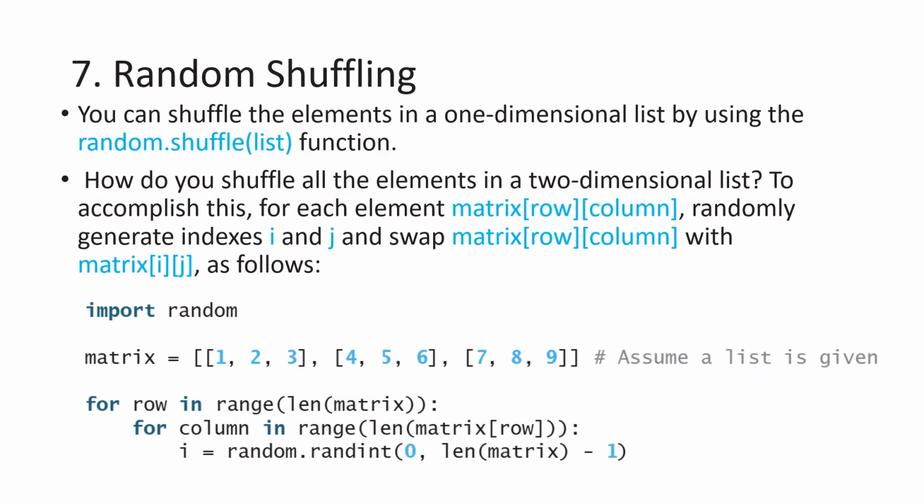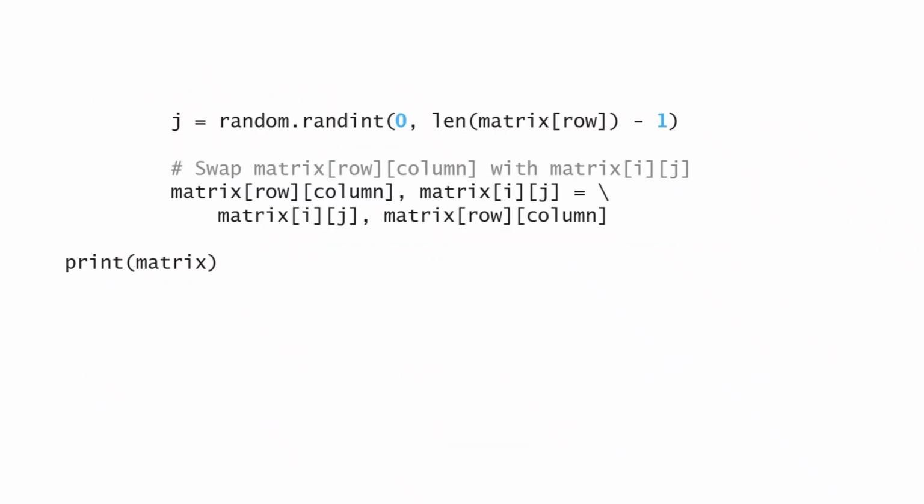import random. matrix = assume a list of elements. for row in range(len(matrix)): for column in range(len(matrix[row])): i = random.randint(0, len(matrix) - 1). j = random.randint(0, len(matrix[row]) - 1). Swap matrix[row][column] with matrix[i][j]. Print the matrix.